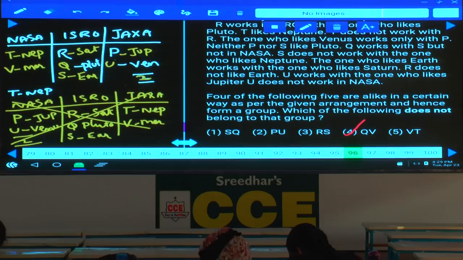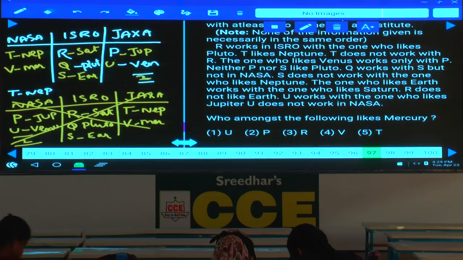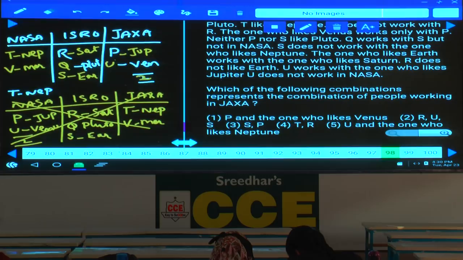Then question number 97, who among the following likes Mercury? V likes Mercury, that is choice 4. Then question number 98. Which of the following combinations represent the combination of people working in Jaxa? Now, Jaxa: P and the one who likes Venus. P and the one who likes Venus, that is choice 1.